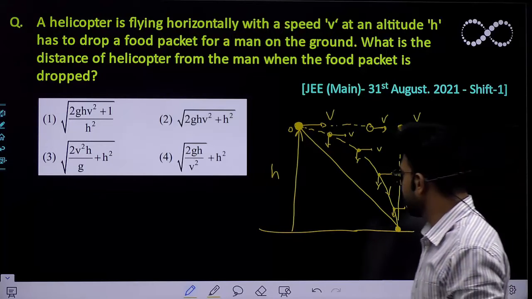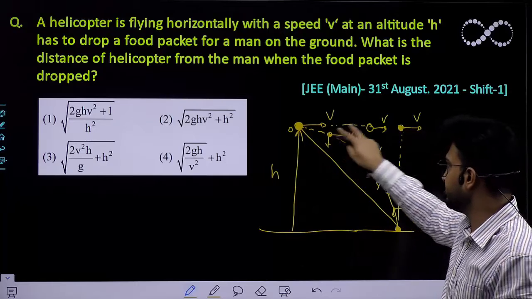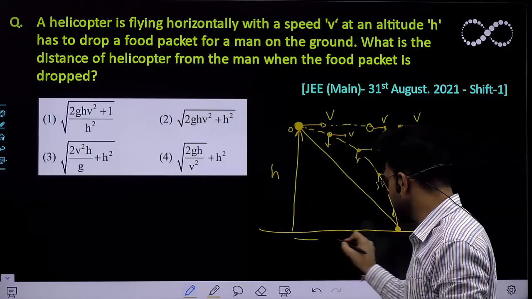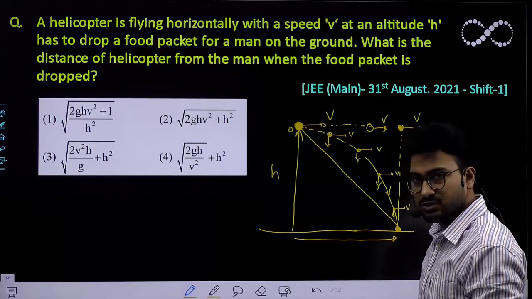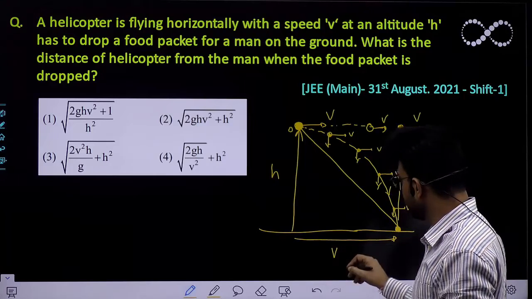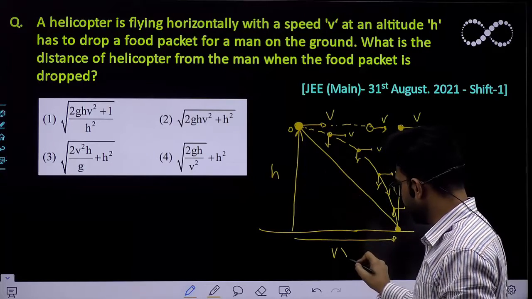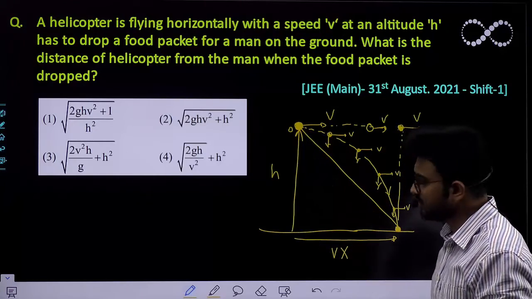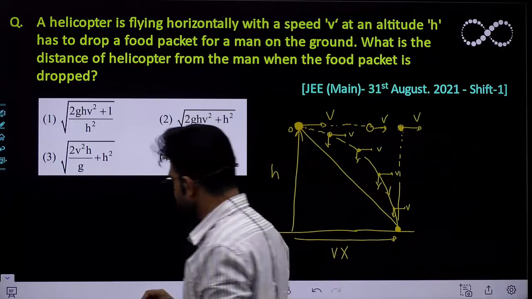So when the packet is here, the helicopter must have moved this much distance. So what is the horizontal distance moved by the packet? The horizontal distance moved by the packet is distance equal to speed into time. So speed is v multiplied by time. What is the time taken by the packet to come down? It has to travel h distance.